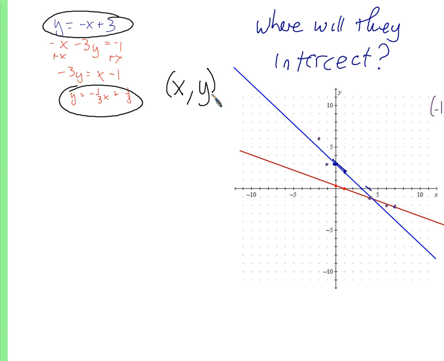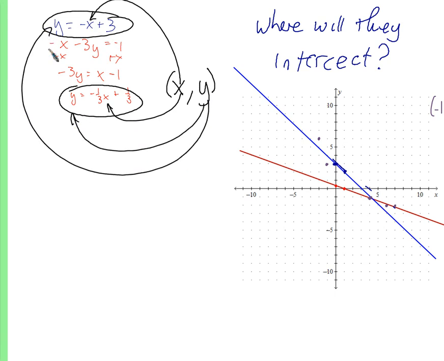Right? There's some point out there where the same x gives the same y in both of these functions. And we take this x and we put it here, and put it there, and put this y here, put this y there. Both equations will be true.